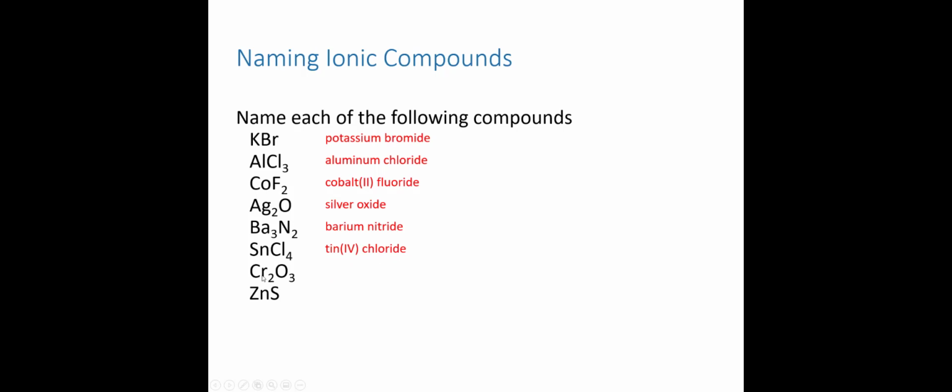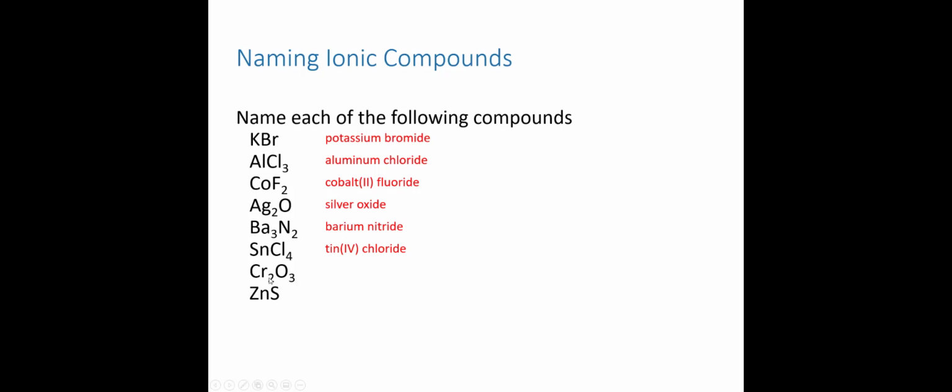This is probably the trickiest one for most students when they're first doing this. Chromium can make more than 1 charge. It doesn't occur in any of the fancy groups. So we look at the oxygens. There are 3 of these. They are oxide. Oxygen is in group 6. That means it's going to make a 2- charge ion. So 3 times -2 means that it's -6.